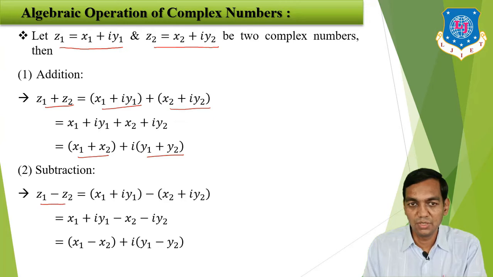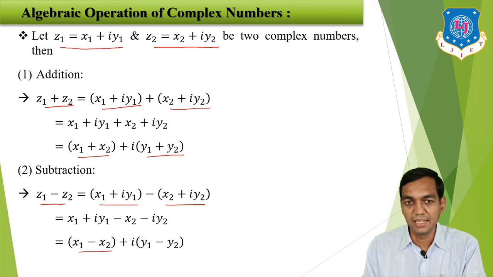In the same manner, if you have z1 minus z2, that means x1 plus iy1 minus x2 plus iy2, then we have x1 minus x2 plus i into y1 minus y2. That means the subtraction of real parts plus i into the subtraction of imaginary parts.